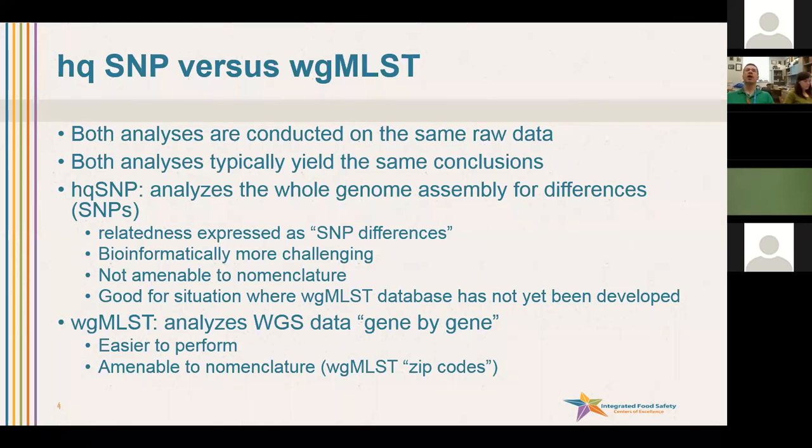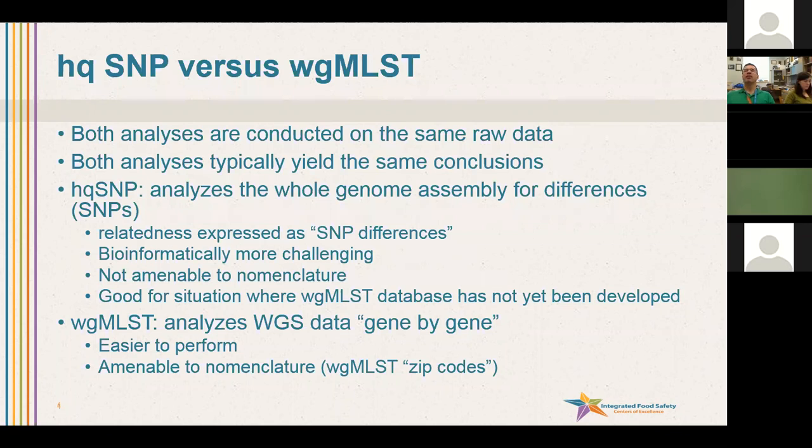The two approaches are high-quality SNP, so HQ SNP analysis. And this is what's predominantly used by FDA in the US and some state health departments. And then the other approach is a whole genome sequencing MLST approach. This is the approach that CDC is spearheading. This is at least where we are right now, in the way whole genome sequence data are going to be analyzed and communicated as we replace PFGE with whole genome sequencing.